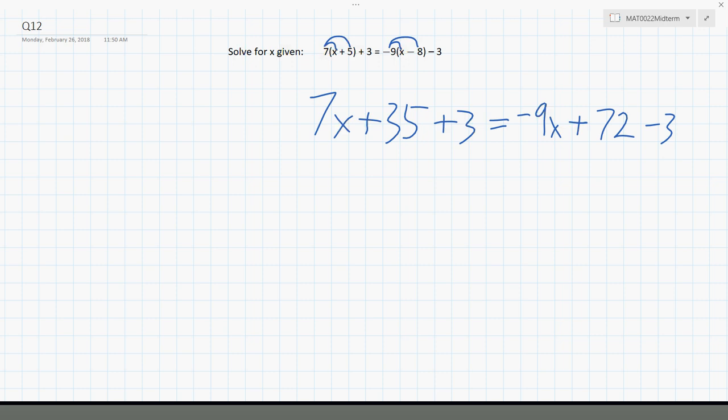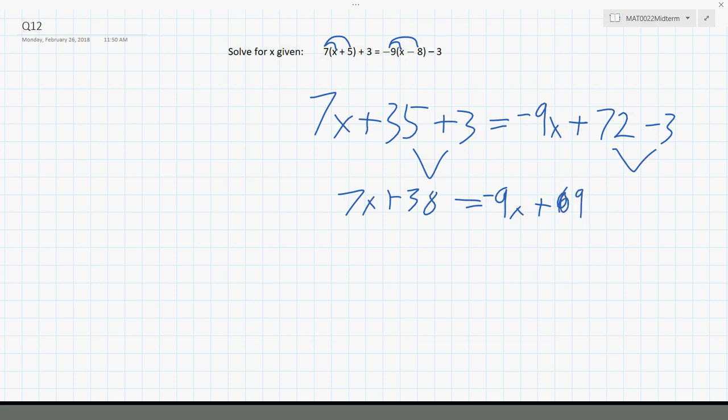All right, so let's just group like terms on each side because we have numbers that are on each side. Let's just pull them together real quick. So 35 plus 3 is going to be 38, plus 7x equals negative 9x plus, we're going to take 3 out of it, so it's going to be 69.